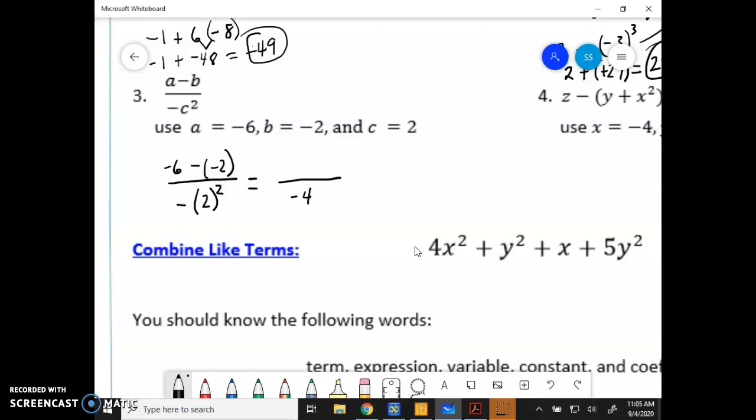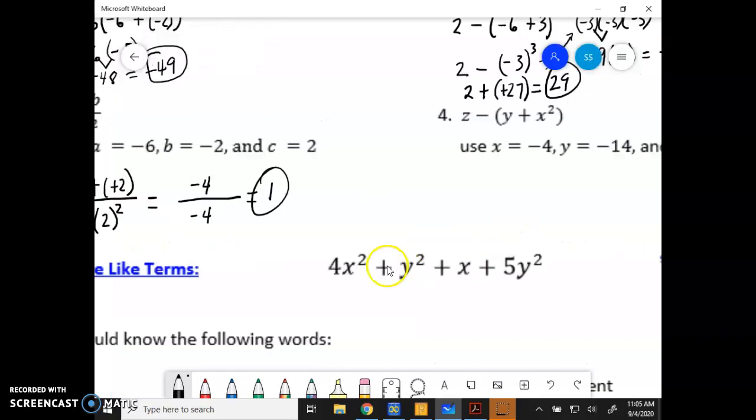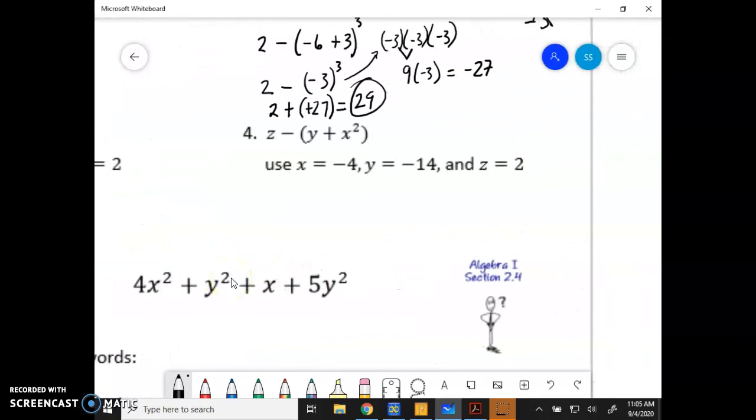Okay, now I'm going to do the top. I'm just going to change this to a positive and change this to positive as well. Okay, so now I have -6 plus +2. That is -4. All right, now -4 divided by -4 is +1. All right, moving on.